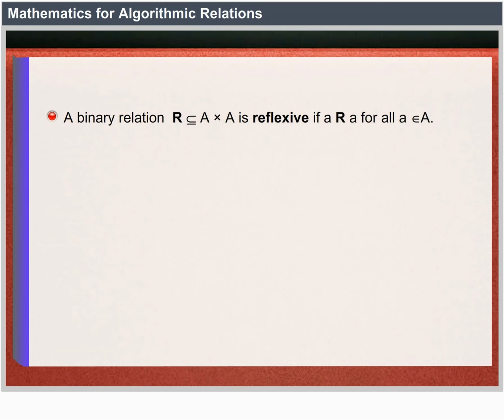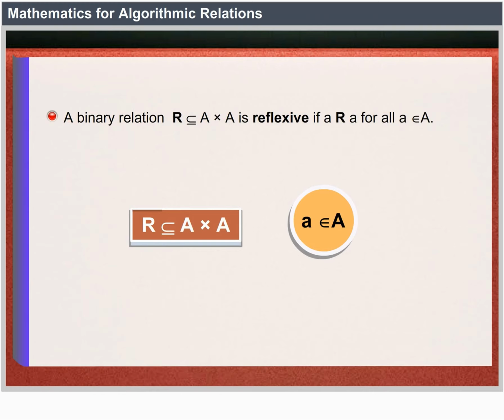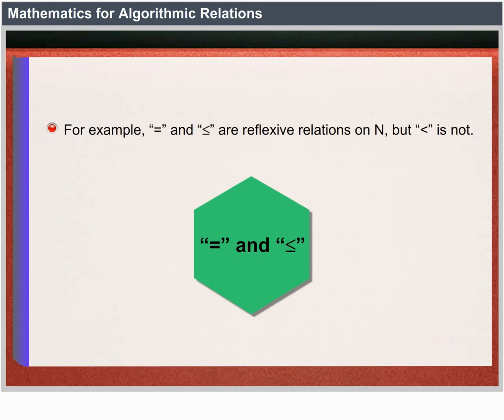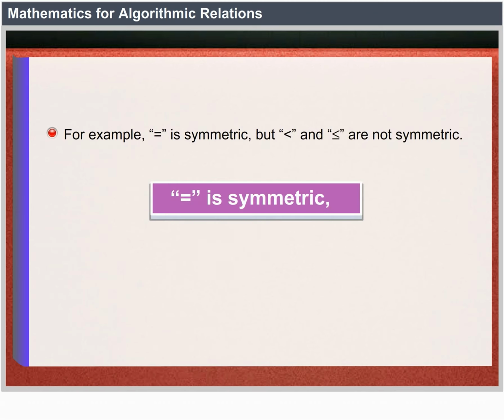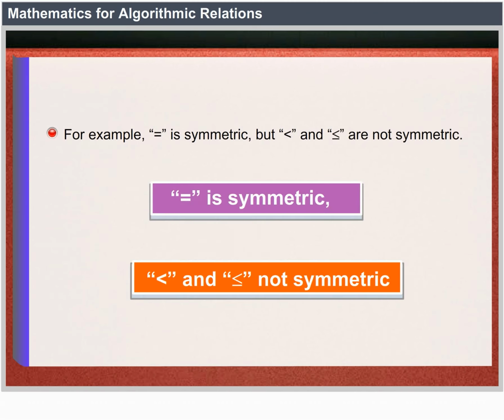A binary relation R, a subset of A × A, is reflexive if aRa for all a belonging to set A. For example, equals and less than or equal to are reflexive relations on N, but less than is not. The relation R is symmetric if aRb implies bRa for all a, b belonging to set A. For example, equal to is symmetric, but less than and less than or equal to are not symmetric.